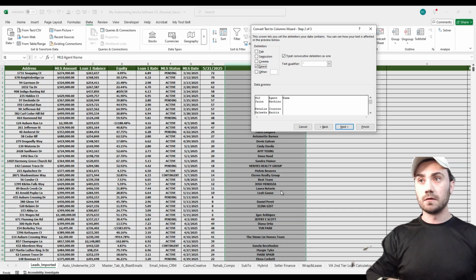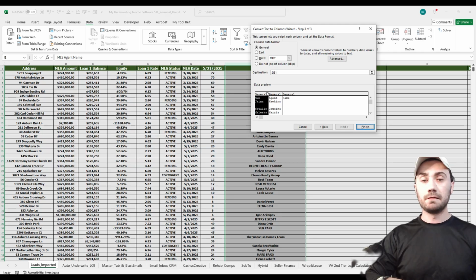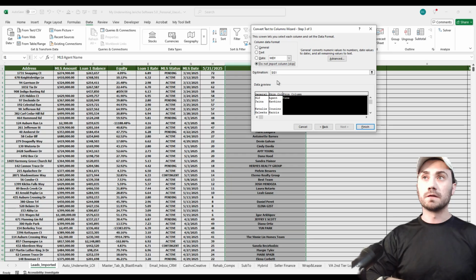It might say Daniel, comma, Parist, or it might say Daniel, period, Parist. But in our case, it's actually Daniel space Parist. That space is the delimiter. And so we are indicating to the Text to Columns wizard that the delimiter is indeed this feature here. So now we're just going to click on Next. We're going to keep the first column. The second column, we're going to say do not import. And the third column, we're going to say do not import.